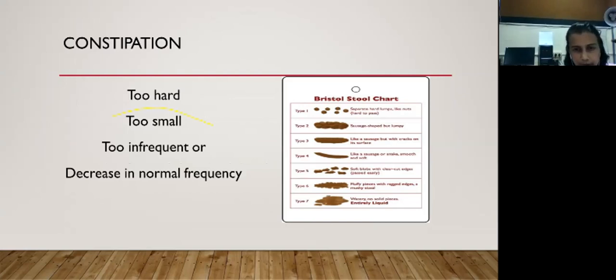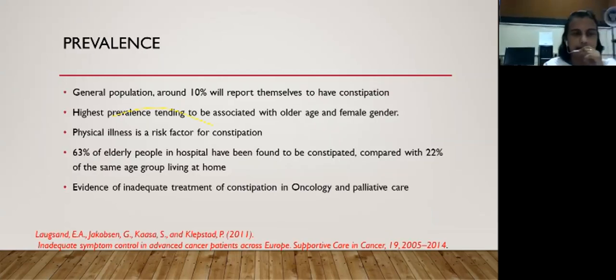I've also put up a Bristol stool chart. Usually nurses use this, where type 1 stools are quite hard lumps, and type 7 stool is diarrhea, entirely liquid. That's how we describe the stools, when it's too hard, too small, too infrequent, or there's a decrease in the normal frequency. Next slide. Again, it's an important symptom.